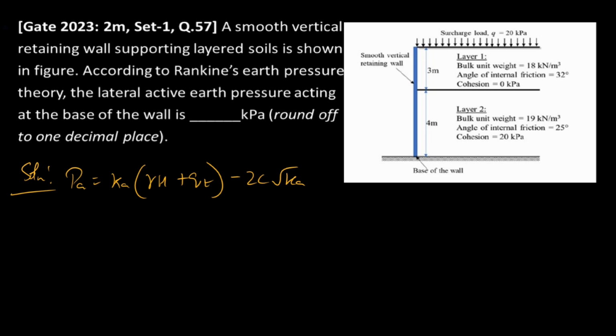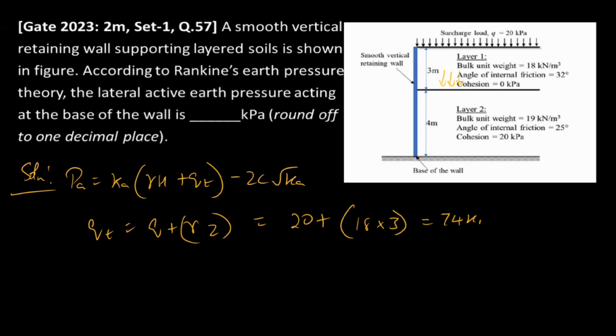where Qt is nothing but Q plus the pressure distributed by layer 1, right? Q plus the pressure distributed by layer 1 will be nothing but sigma gamma z. Okay, z is 3 meters. So Q is 20 kilopascal plus gamma z. Gamma will be equal to 18 into 3, which gives you 74 kilonewton per meter square.